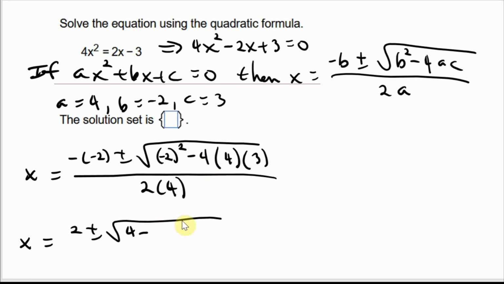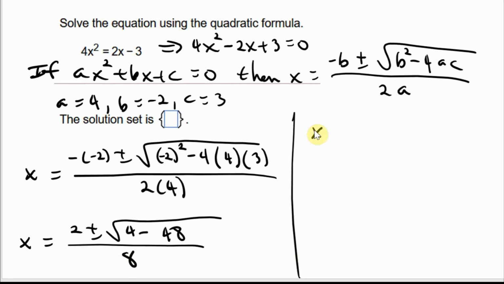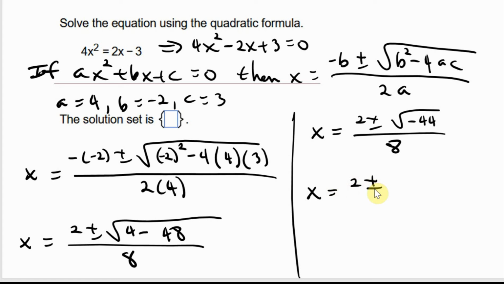16 times the 3, so we get 48. So minus 48 all over 8. And so here x is equal to 2 plus or minus the square root of negative 44 all over 8. So x is equal to 2 plus or minus.